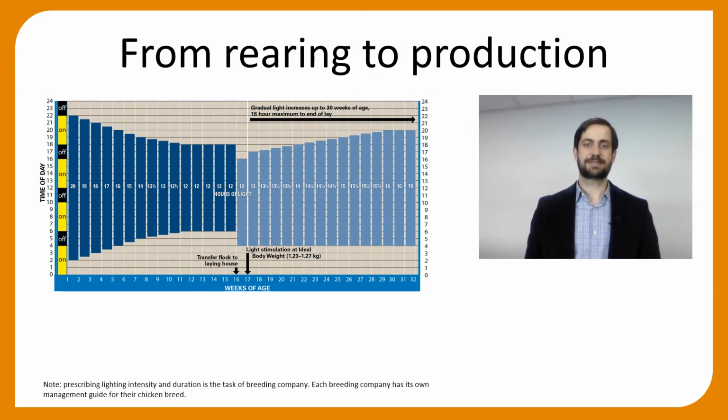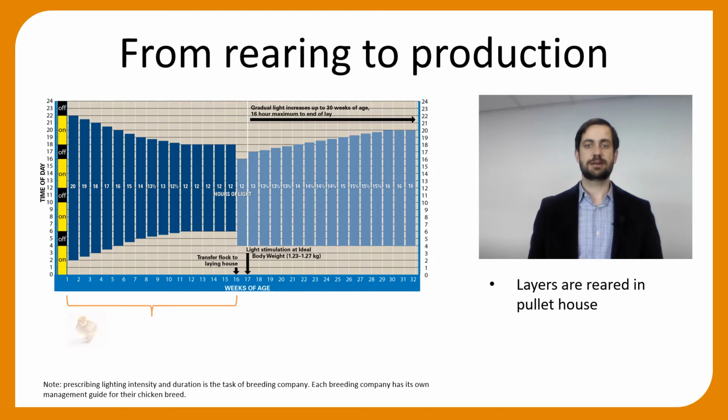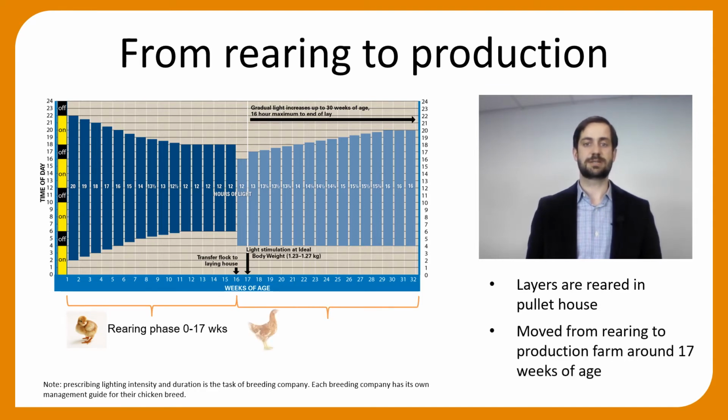Putting these concepts into practice, you can see here a recommended lighting schedule developed in collaboration with Highline. Here, the first phase represents the pullet stage, starting with long day to give the brooding chicks a good start, but quickly decreasing the photoperiod for rearing. Depending on the breed, photostimulation is usually done between 16 weeks and 20 weeks of age. Here, the increasing photoperiod stimulates lay.